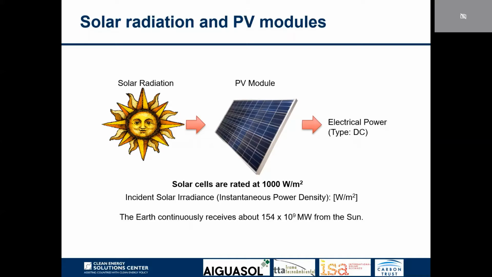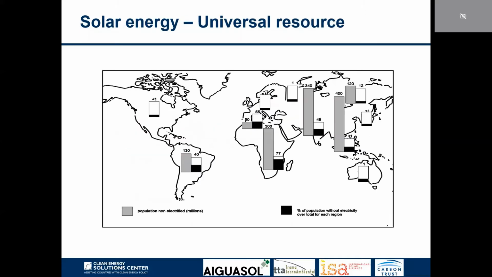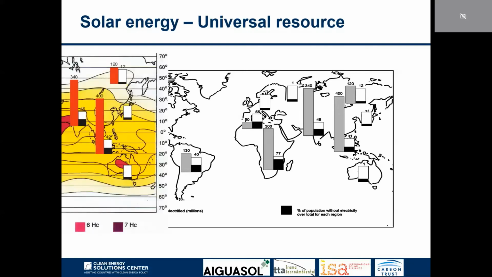Some orders of magnitude: on the Earth, we are receiving continuously about 154 billion megawatts from the sun. A tremendous amount of energy that we are trying to put into good use and generate electricity. Solar energy is very probably the best distributed natural energy resource we have on Earth.